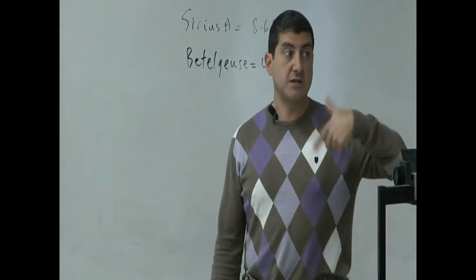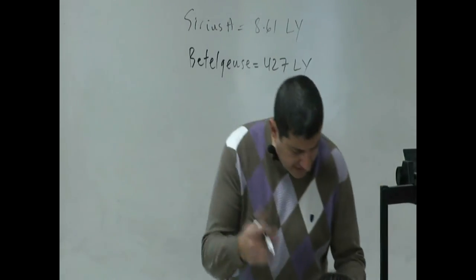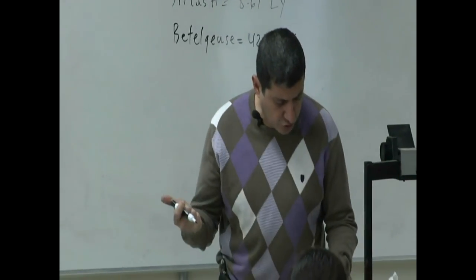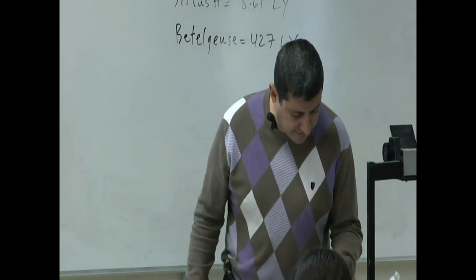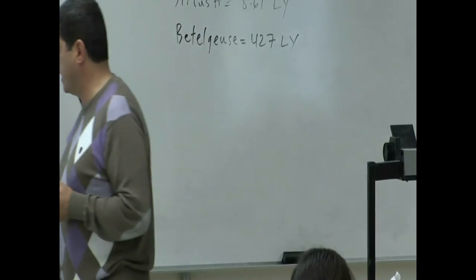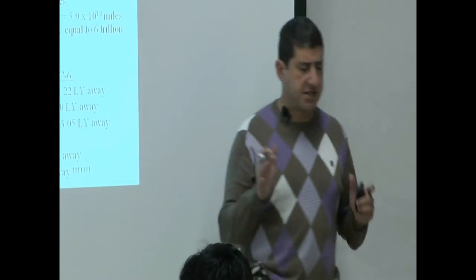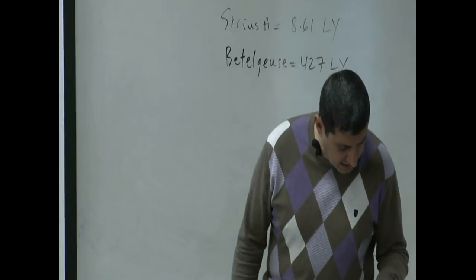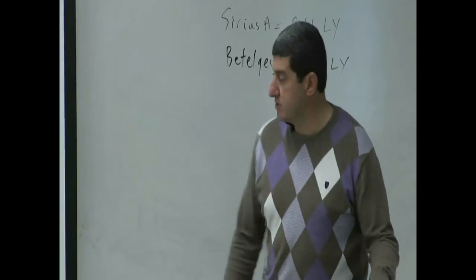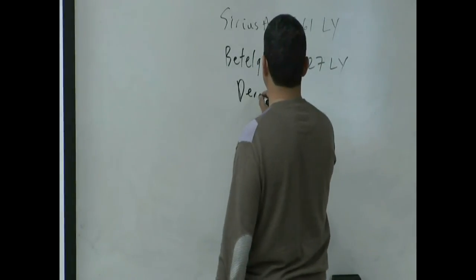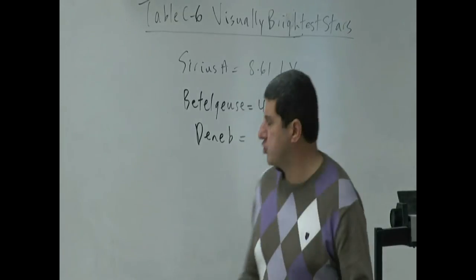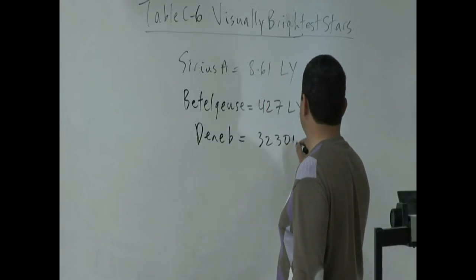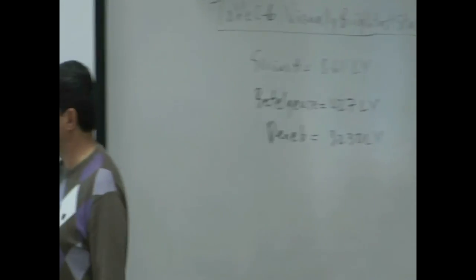So now you're talking about bigger stuff. If you keep going down that list, you're going to see some that are 700 light years, and some that are 50 light years, but the farthest one that I see, and it's good to know that one too, is Deneb. In this table it says it's 3,230 light years. I wrote 3,000 light years, but roughly it's about three. Just remember it as 3,000.